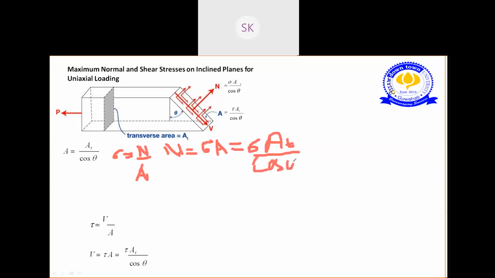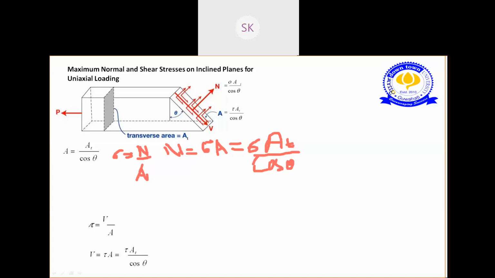See why I want to find this N and V in the inclined plane: because I want to relate this N and V, your internal forces, with your external load P, to find the maximum normal and shear stress on this inclined plane. That's why I'm finding N and V to relate with this external loading. So we got N equals sigma AT by cos theta, our normal force.